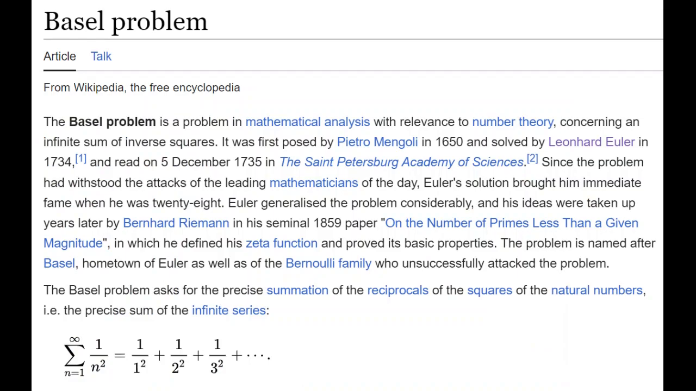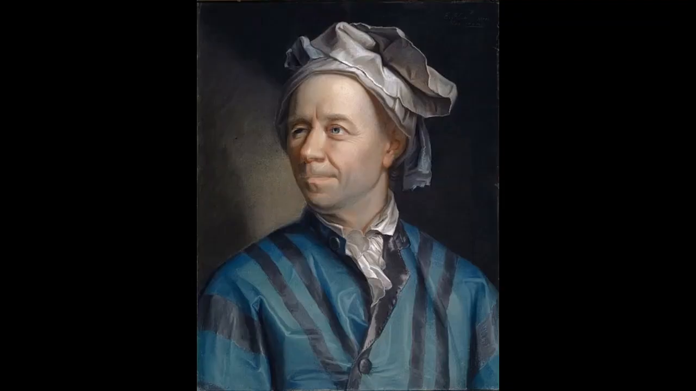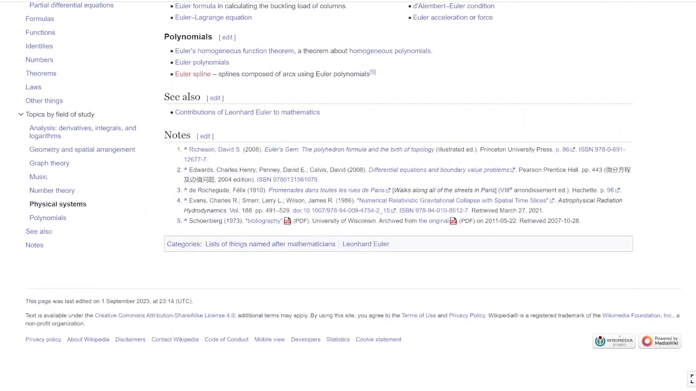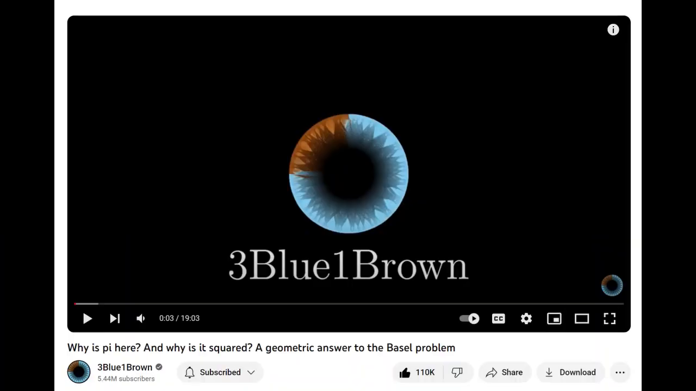It's known as the Basel problem, named in honor of Basel-born Leonard Euler, along with about 97% of all mathematical terms. If you're watching this video, I'm guessing that, like me, you've seen every single one of 3Blue1Brown's videos multiple times, but just in case, they've got a very nice visual proof of it over there.